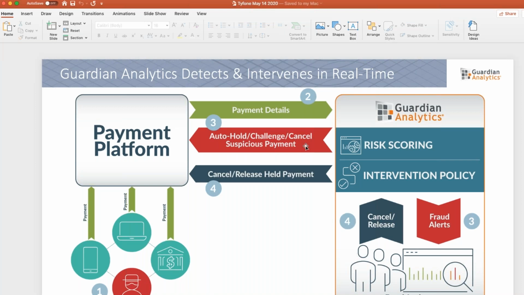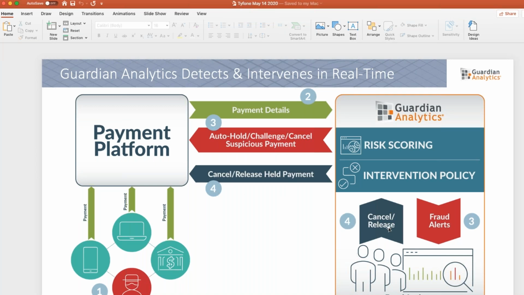So for example, the FI would like to put a payment on hold should the risk score be high. And those are automated intervention actions that we send back to the platform. The instruction can be either hold, challenge, or cancel the suspicious payment. And then if the FI desires, they could also have human review as a secondary check on those payments that have been held, and then they can make a manual decision later on to either cancel or release this payment that was previously put on hold automatically.